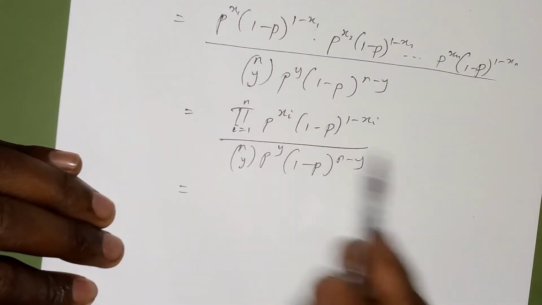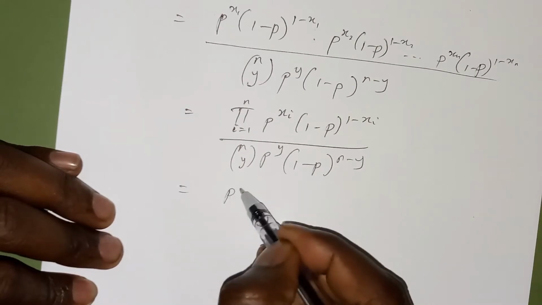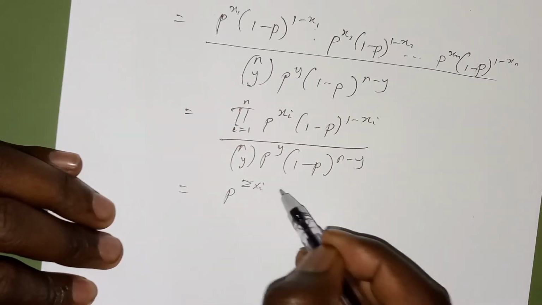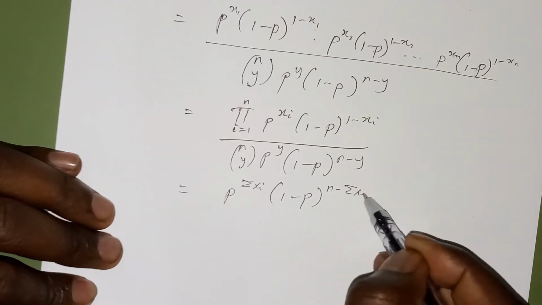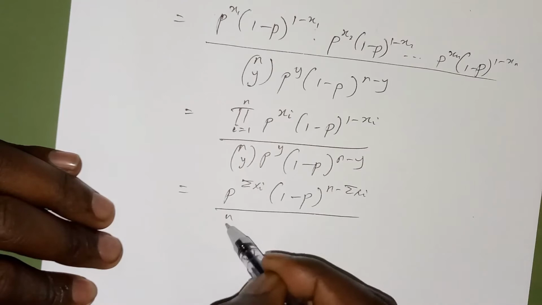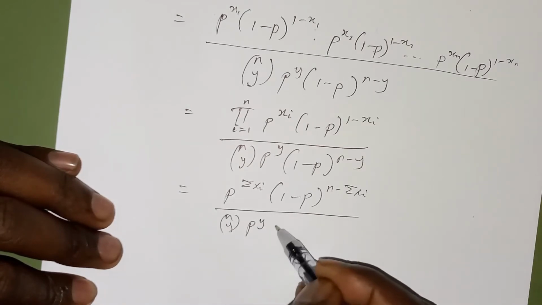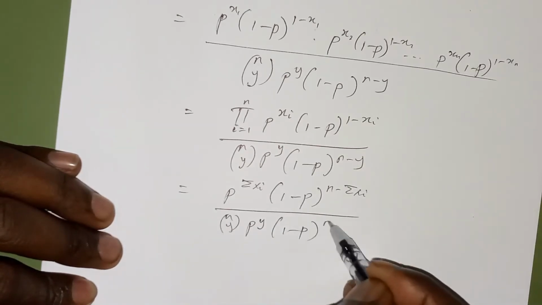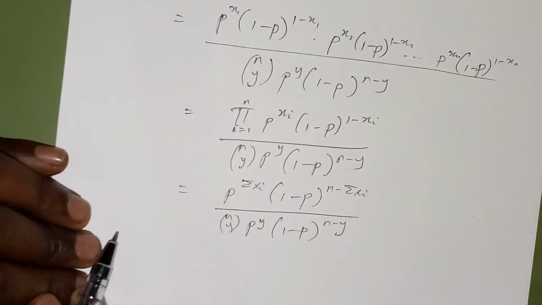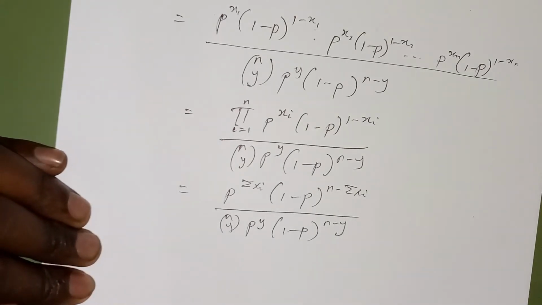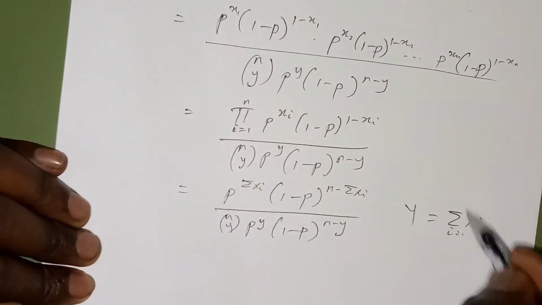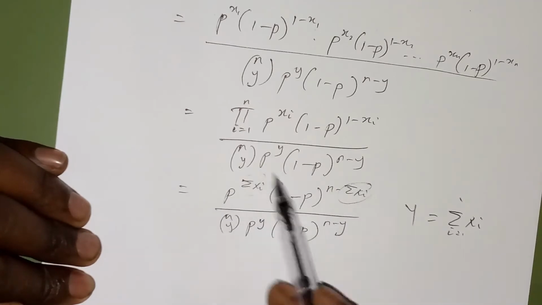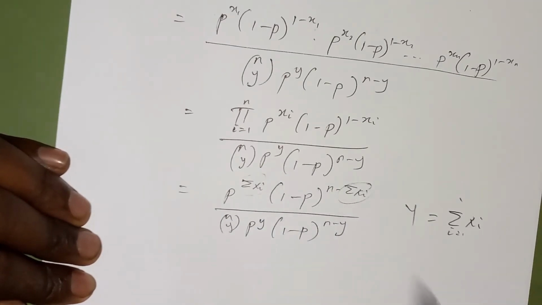So going on with this, the expression on top becomes p to the power summation of xi into 1 minus p to the power n minus summation of xi, all over n is y. This one is still 1 minus p to the power n minus y. But we know from our question that y is equal to summation of xi. So on the summation of xi we can substitute y, which is the summation of xi.